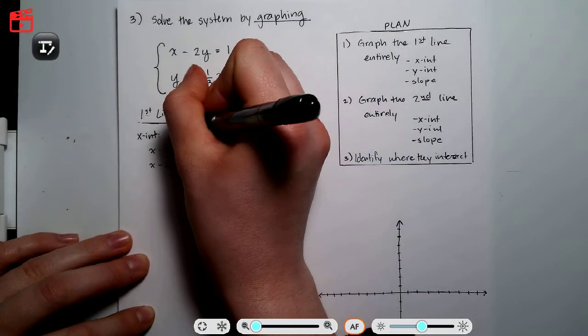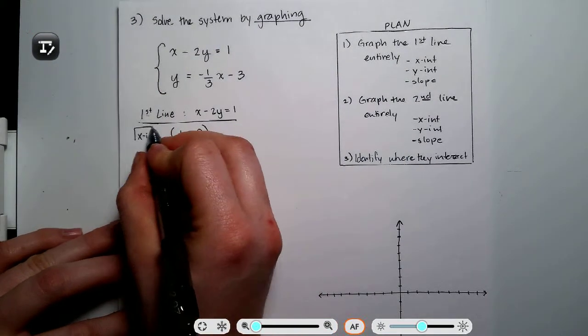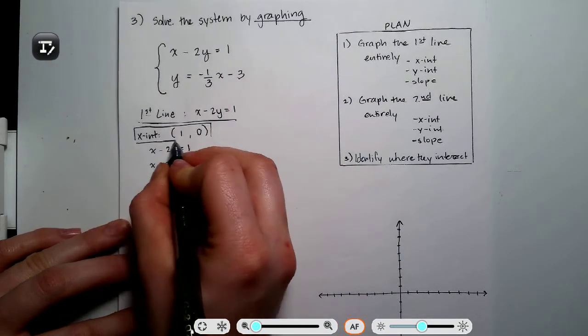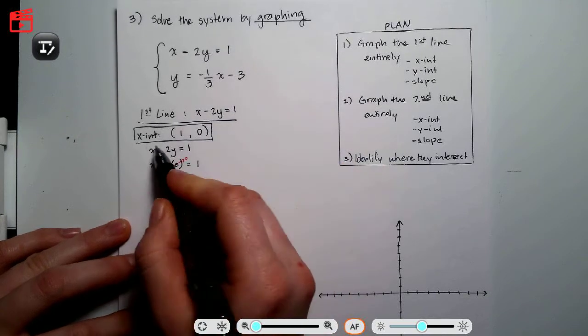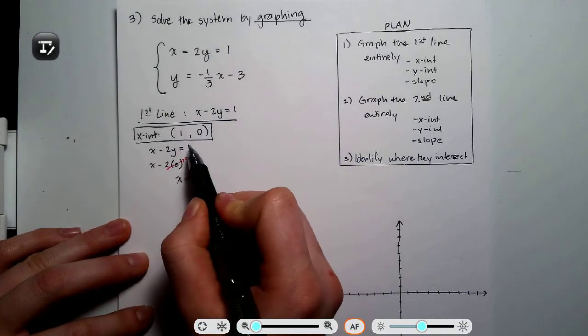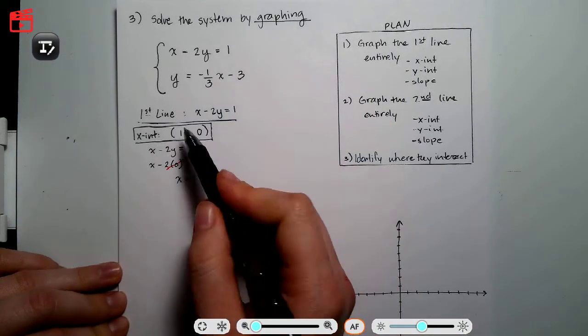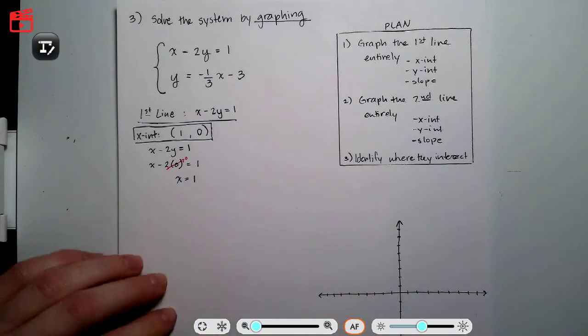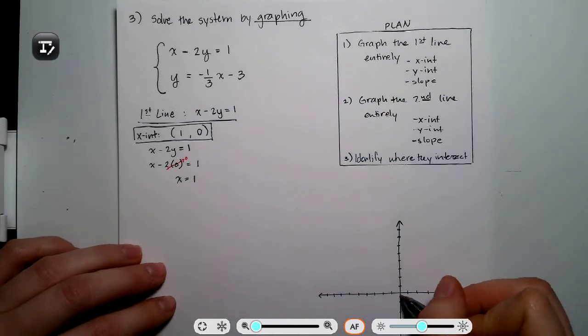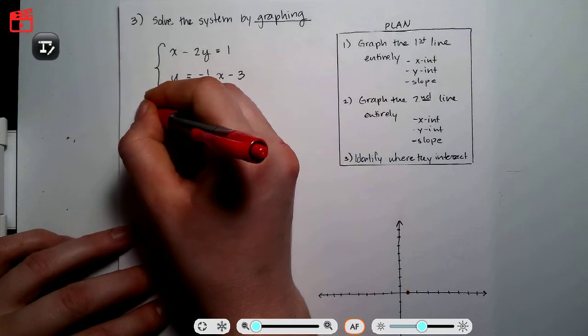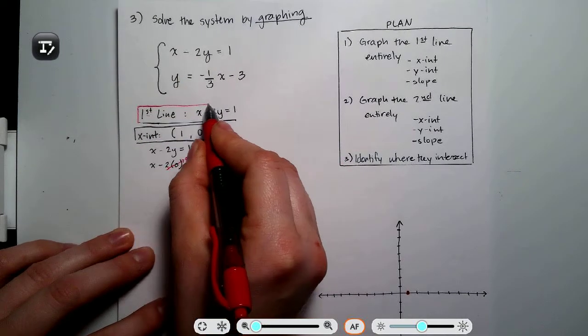So our x-intercept is (1, 0). Please write your answer for your x-intercepts as a coordinate point. If it's not a coordinate point, you may lose a few points on your exam. So please remember, write it as a coordinate point. Let's go ahead and plot that. (1, 0), right there. So my first line will be my red line.